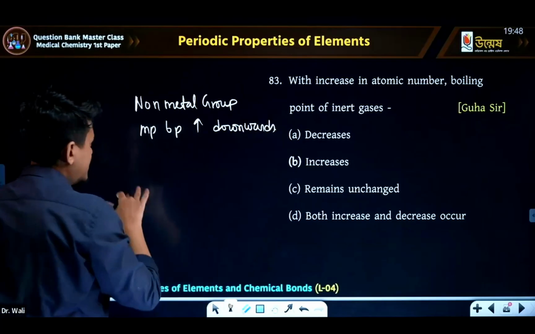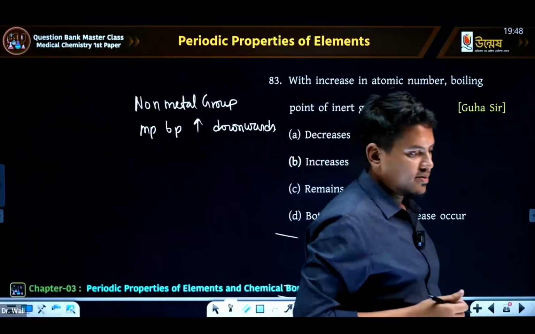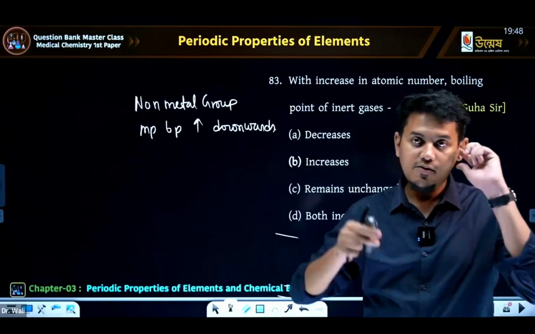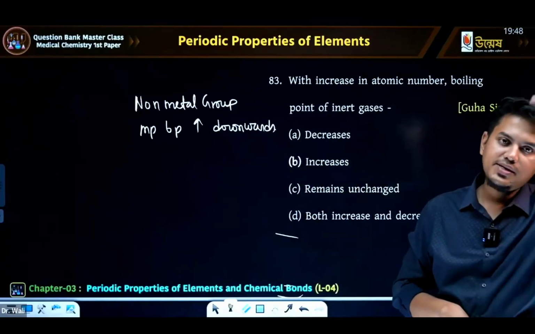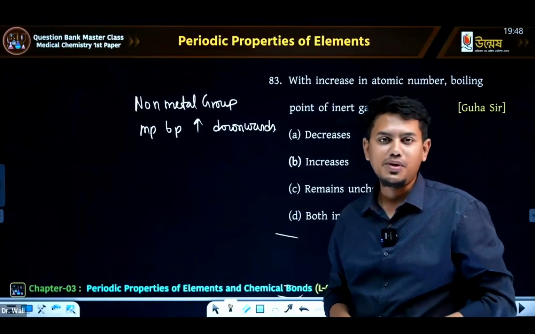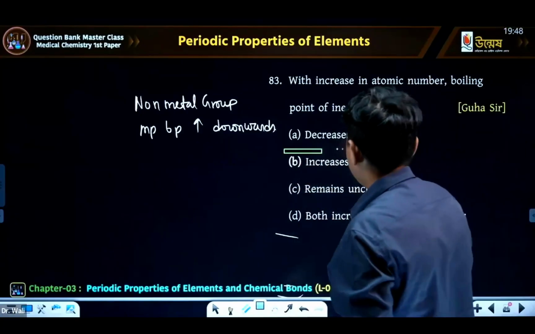So you can easily understand that for the metal group, the opposite scenario will be observed. In the case of groups 1 and 2, we will see that the melting point and boiling point will decrease downwards. In the upper section, we will get solid metals. In the lower section, we will find liquid metals. Anyway, the answer will be increased.